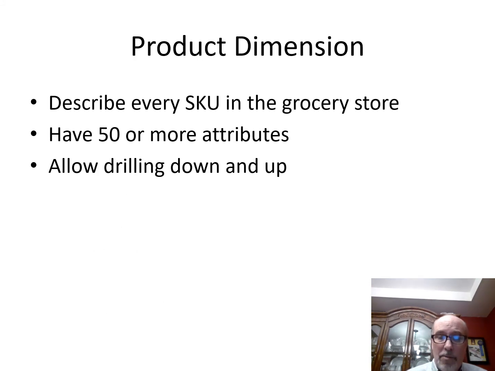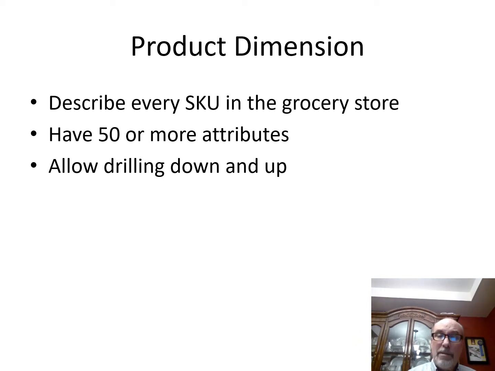Now the product dimension, probably the easiest to understand of all. It's what describes that storage unit in the store, the SKU. It may have as many as 50 or more attributes. And this is something you're going to want to drill up and drill down on to be able to get better information about your product dimension.